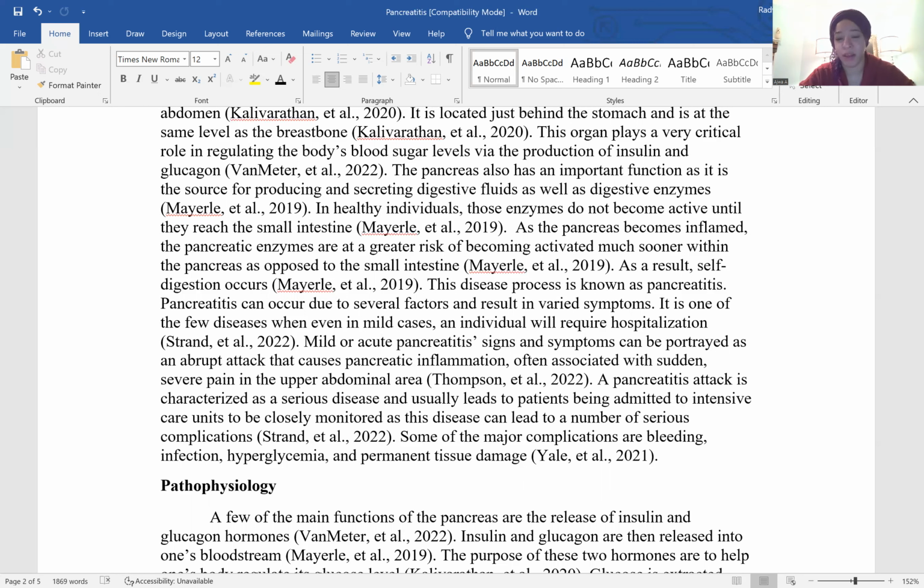Mild or acute pancreatitis signs and symptoms can be portrayed as an abrupt attack that causes pancreatic inflammation, often associated with sudden, severe pain in the upper abdominal area. The pancreatitis attack is characterized as a serious disease and usually leads to patients being admitted to intensive care units to be closely monitored, as this disease can lead to a number of serious complications. Some of the complications are bleeding, infections, hyperglycemia, and permanent tissue damage.